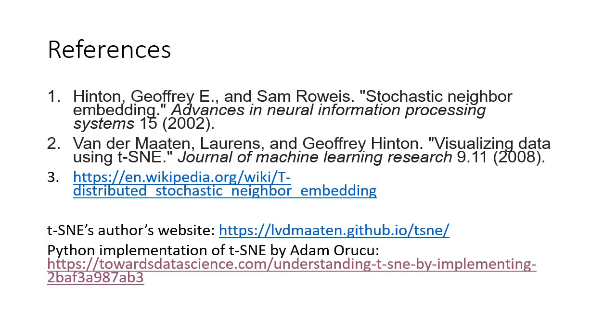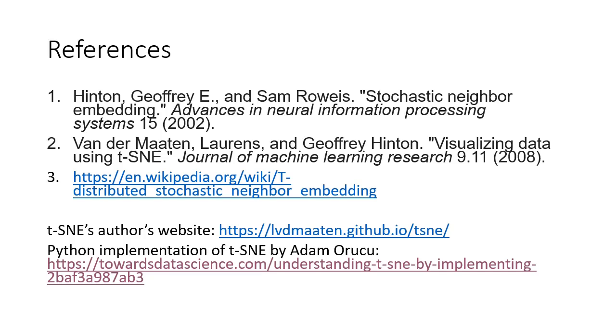These are some references. So the first one is the original paper for SNE. The second one is the original paper for tSNE. And the third one is the Wikipedia article for tSNE. I would also like to mention two more links. So first one is the tSNE's author's website. So there he has listed several implementations of the algorithm in different programming languages, and also has some FAQs related to tSNE which you can read.